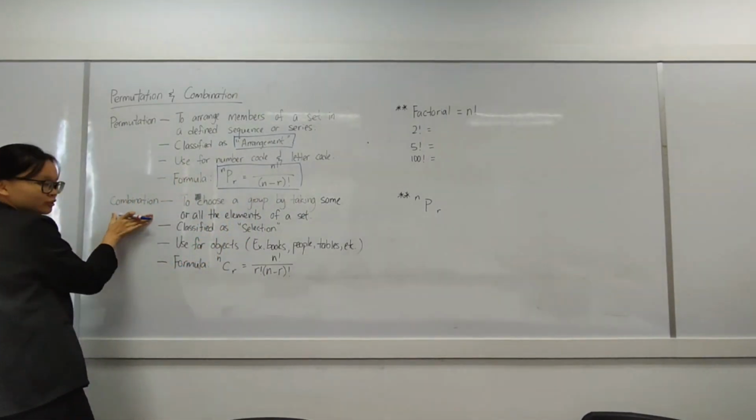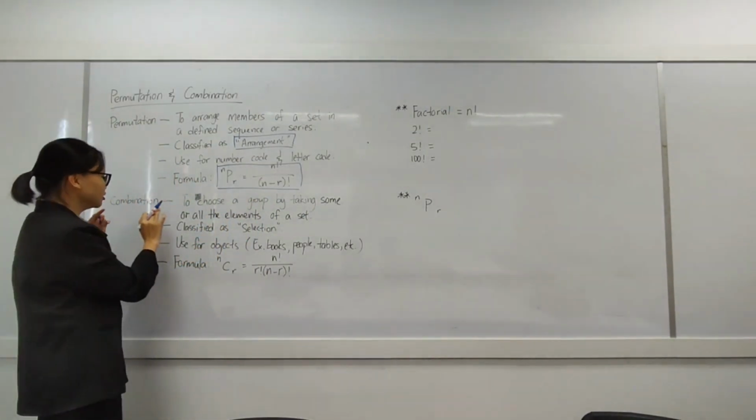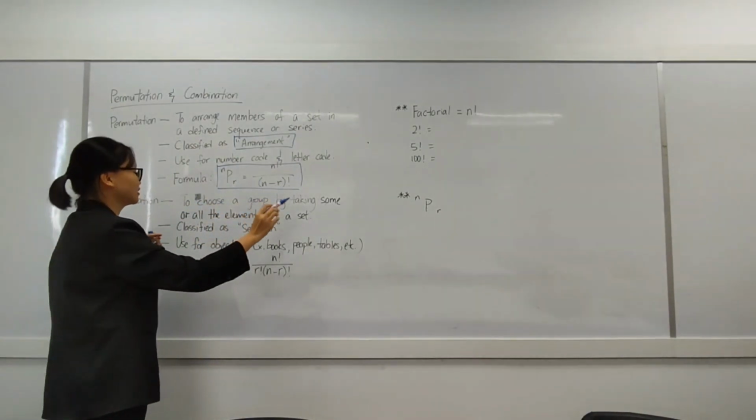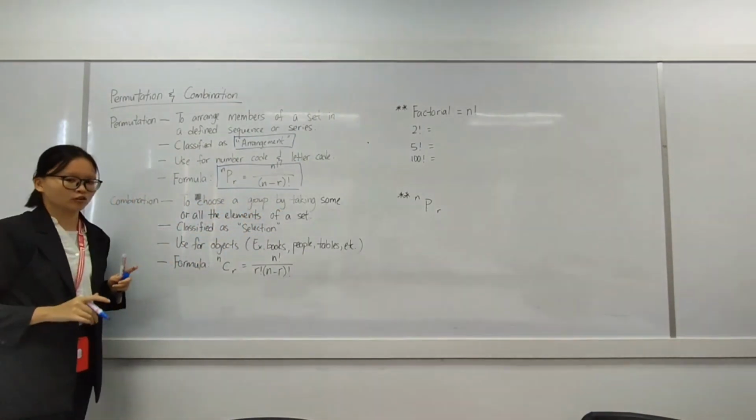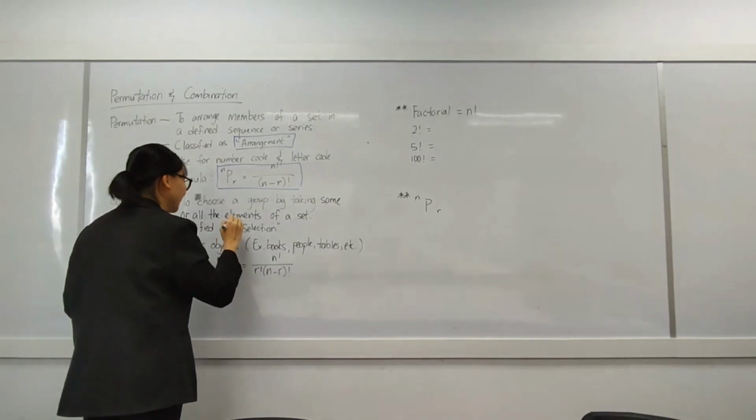Alright, so moving to combination. Combination is used to choose a group by taking some or all the elements of a set. So it is classified as selection.